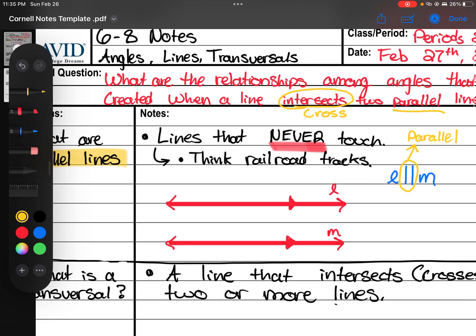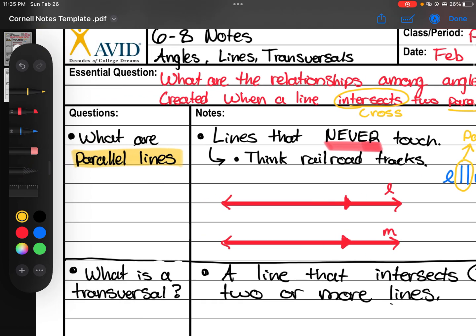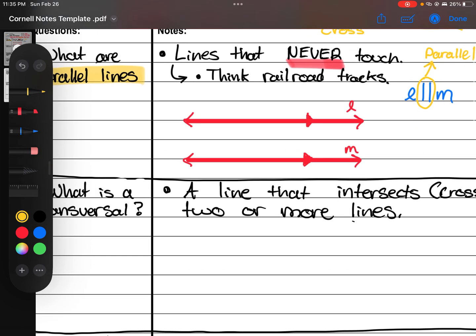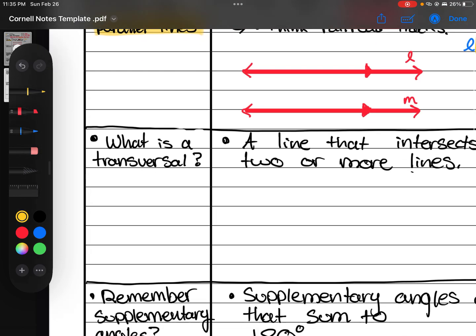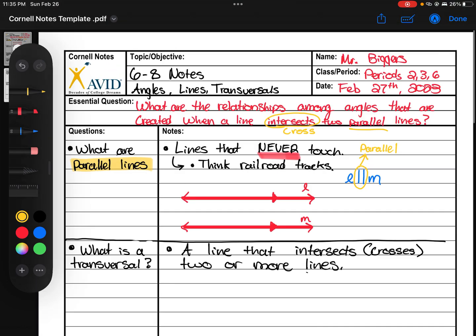They are never going to touch. So that is what parallel lines are. And I like to think railroad tracks for that. So go ahead and pause the video at that point if you need to get that copied down. That's what I have for you for parallel lines.